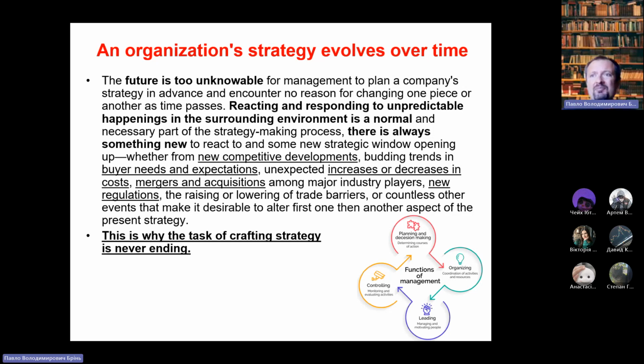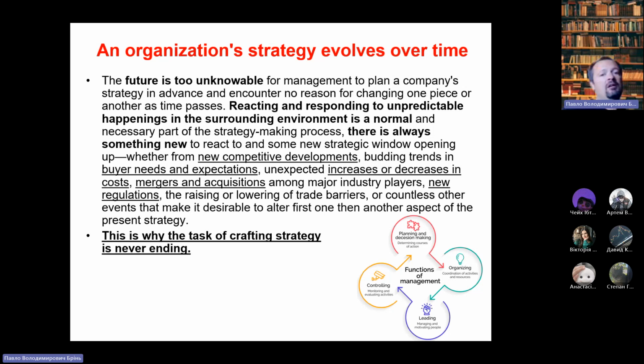Let's think about the situation. If at the stage of controlling everything is okay, maybe it could be some changes in the external environment, and in this very case we have to react somehow to the changes in the external environment, and we have to also change something in all three components.